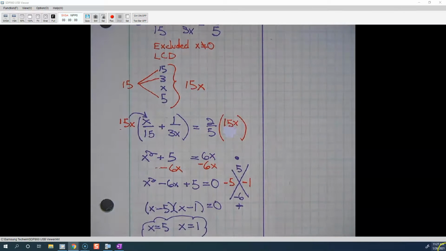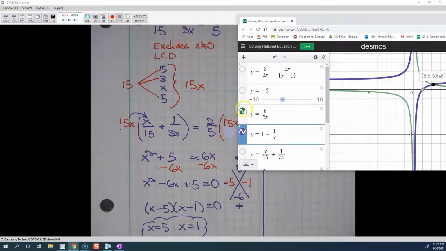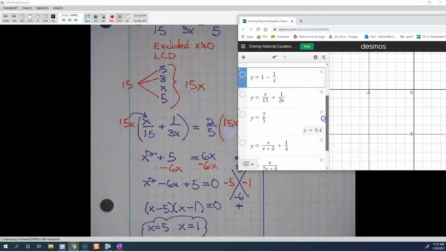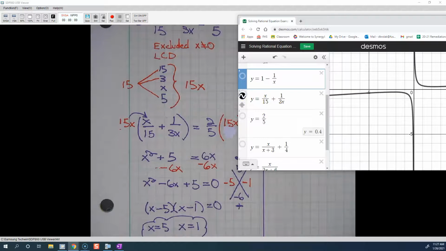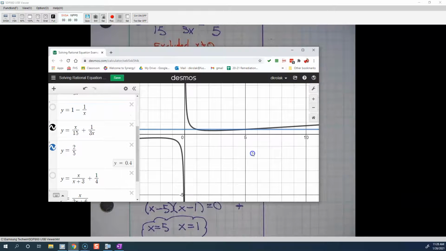And if we looked at the graph, you'll see there are two intersections on this one. The left side, the right side, and there's one intersection at 1 and another intersection at x equals 5.